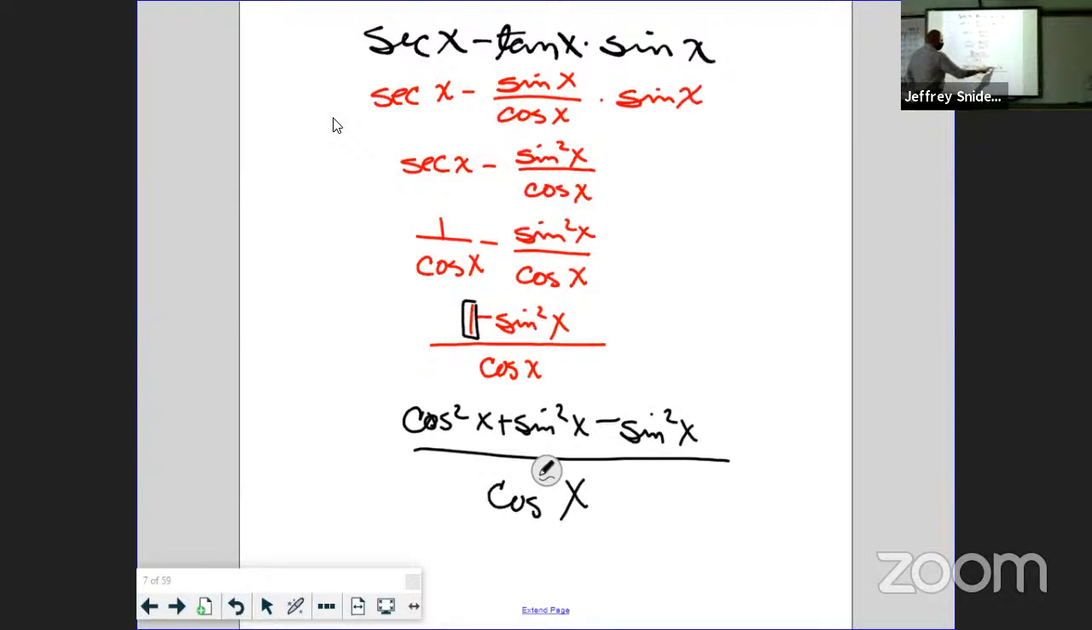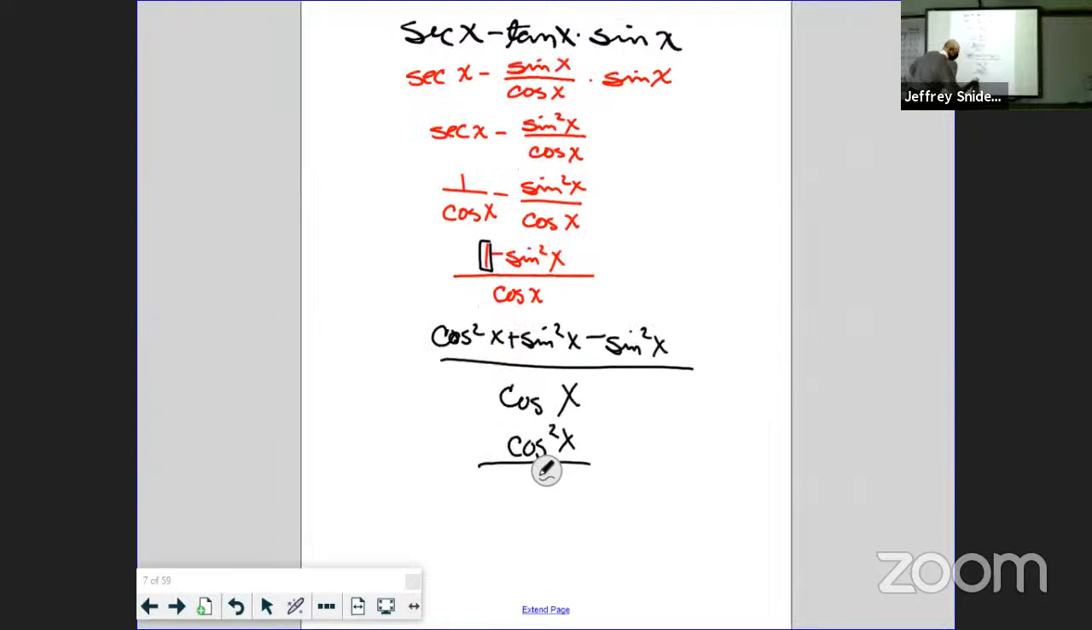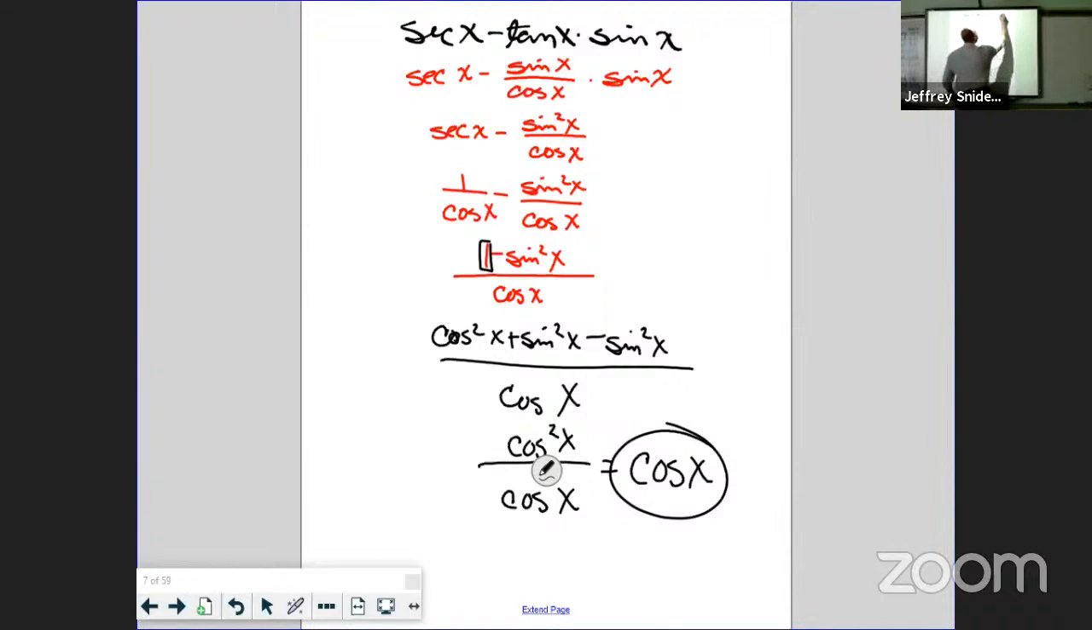What happens up here? These are going to go bye-bye. So what am I left with now? Cosine squared x over cosine x. You agree with that? And what does that come down to? Laws of exponents. Cosine x. Boom, done. That is the same as that. Which means if I had said solve this, you'd want to go to this first and make your life a lot easier.